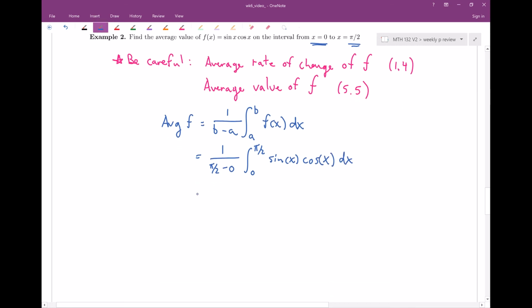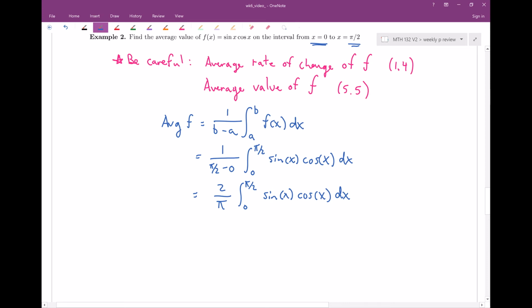And we go ahead and do one more line of simplification before we do the antiderivative. So 1 divided by pi over 2, well, minus 0, so that's just going to be 1 divided by pi over 2. Whenever you divide by a fraction, you could also multiply by the reciprocal. So this is just going to simplify it a little bit here. So 2 divided by pi, and now I want to go ahead and take the antiderivative of sine of x, cosine of x.